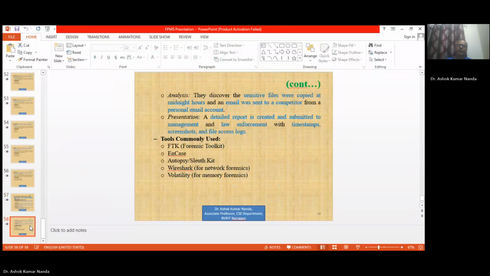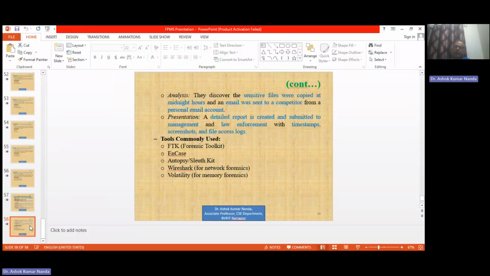Analysis phase: they discover that the sensitive files were copied at midnight hours. An email was sent to the competitor from a personal email account. Last, the presentation phase: a detailed report is created and submitted to management and law enforcement with the timestamps, screenshots, and file access logs.